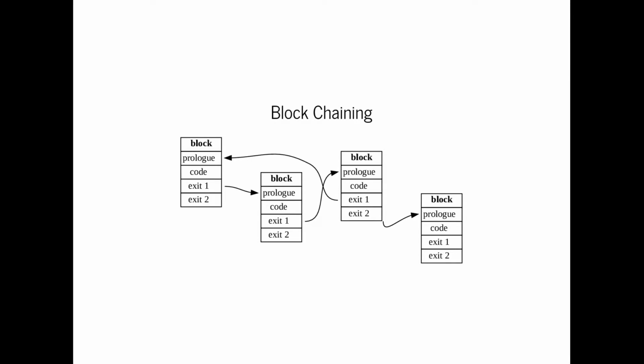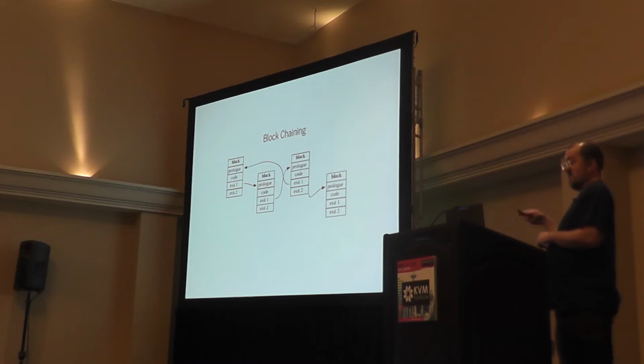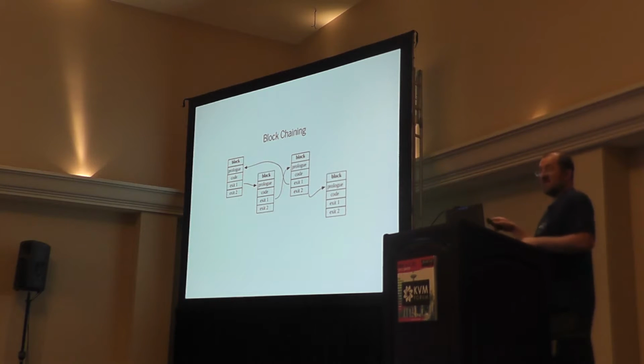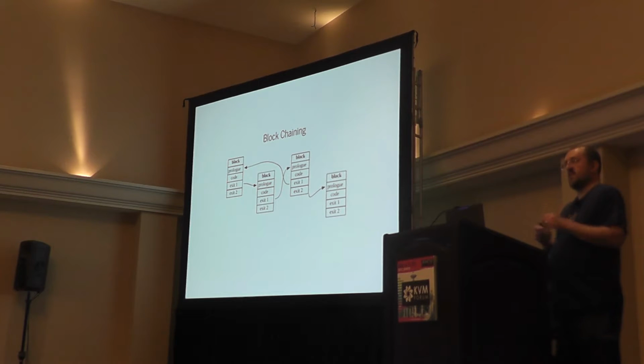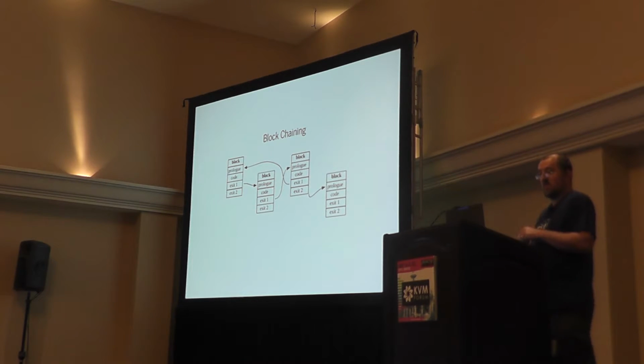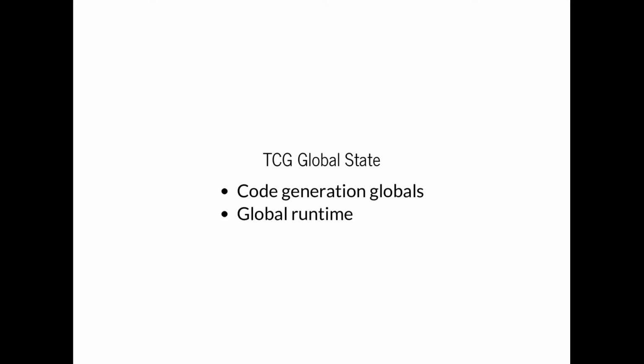In this example, we never use the second exit path. Finally, as the code runs, these blocks are chained together and jump directly to each other. This only actually occurs when we're operating in the same guest page, because jumping out of the page may require looking up a new translated block, because the mappings can change.